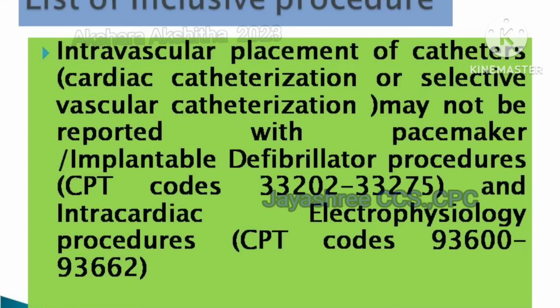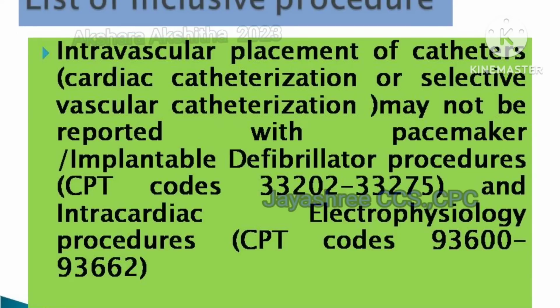Okay, first point is intravascular placement of catheter, that means cardiac catheterization. Elective vascular catheterization may not be reported with pacemaker or ICD. So electrophysiological procedures, that is 93600, 93662. These two main procedures, we cannot bill that cardiac catheterization code along with the pacemakers.